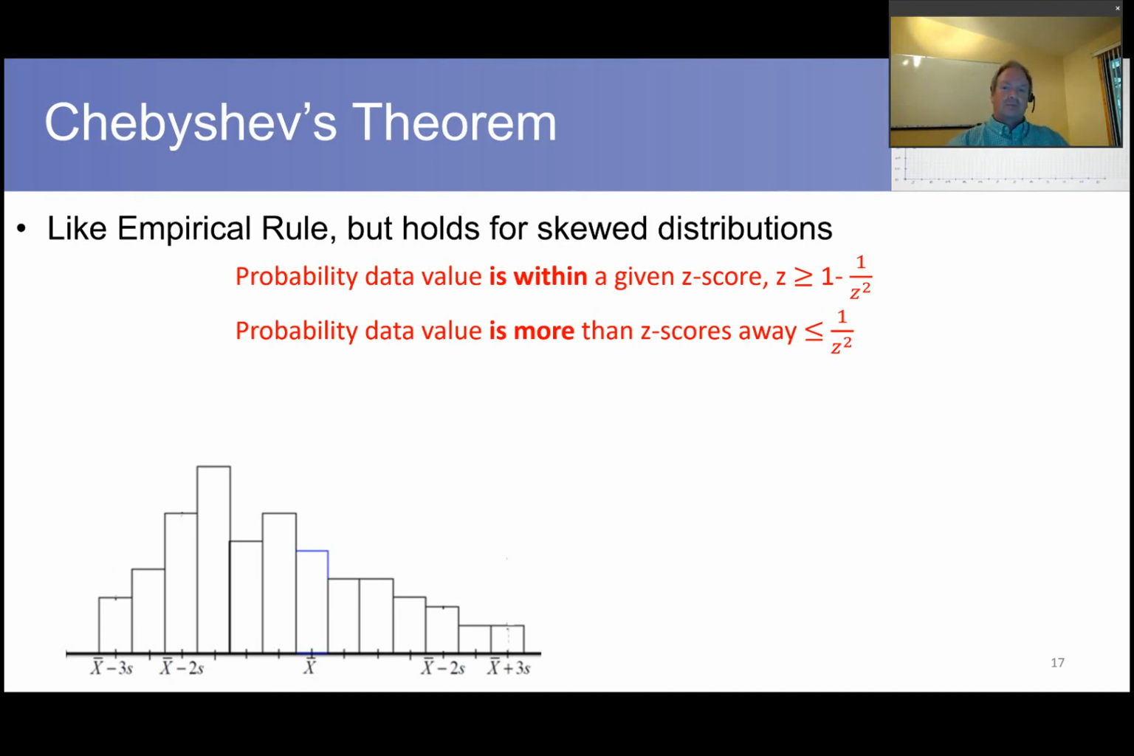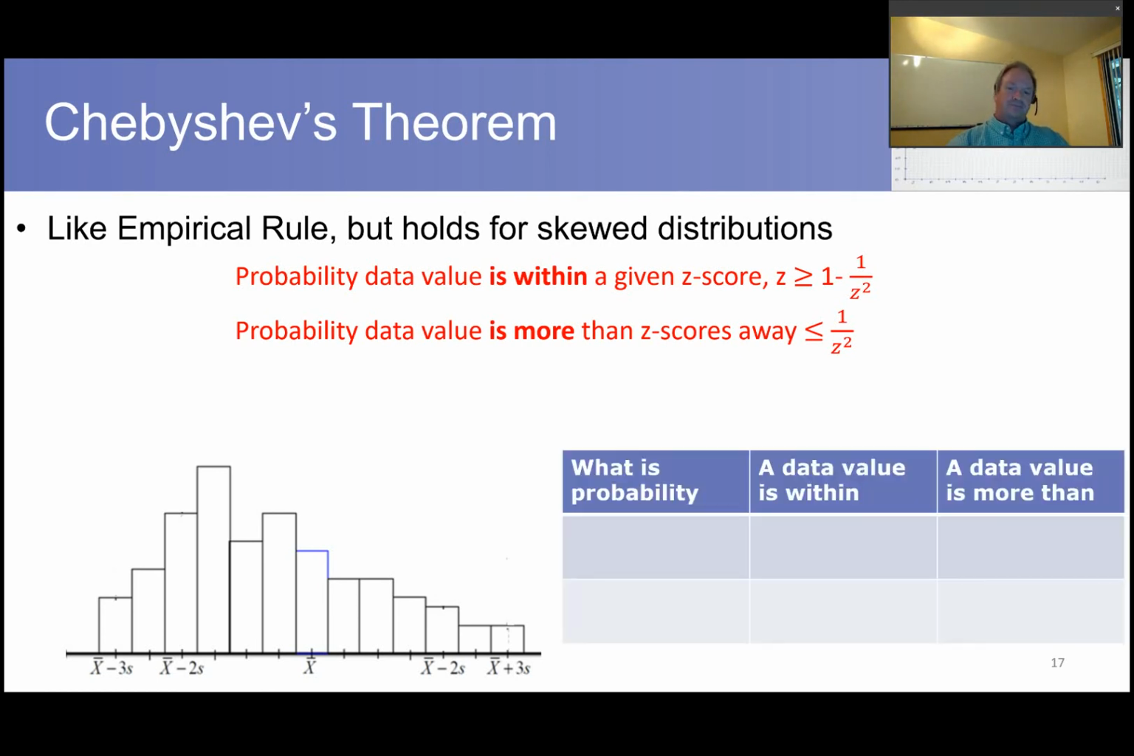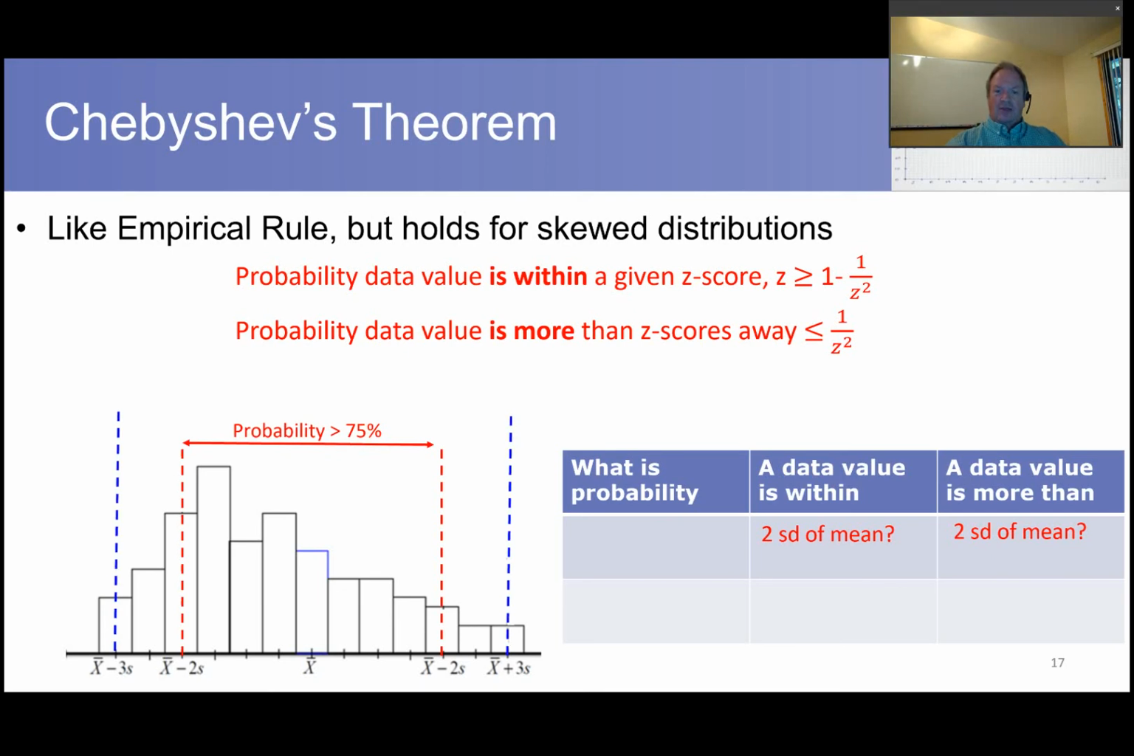Okay. And so the probability that you're more than a particular z-score away from the mean is going to be 1 over z squared or less. So for example, if I take a z-score of 2, the probability that a randomly chosen data value is within a z-score of 2 above or below the mean is going to be 75% using this rule. 3 standard deviations, if you use this rule, it's going to be 88.9%.